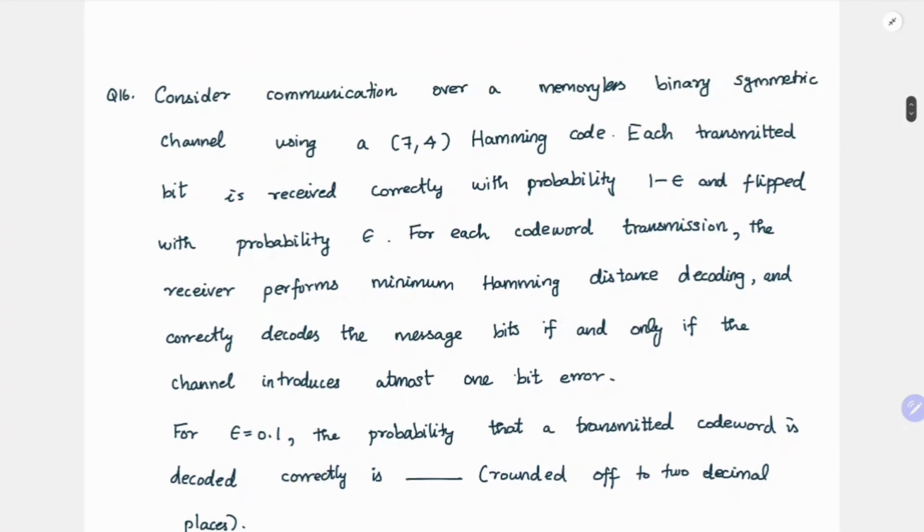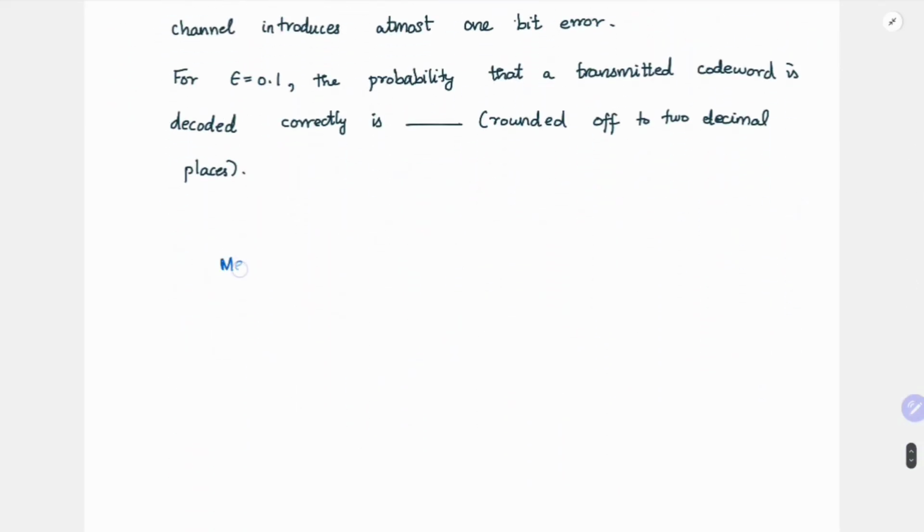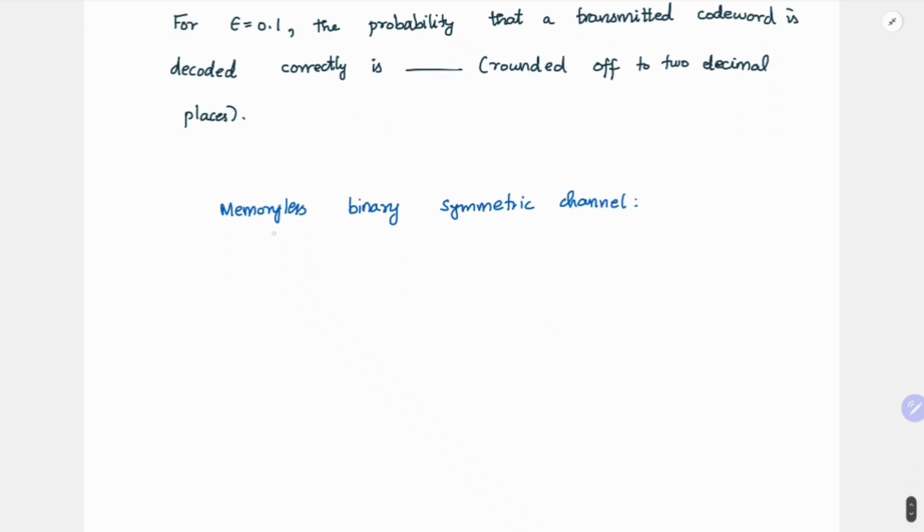So to answer this question, we need to first know what is a memoryless binary symmetric channel, what is a Hamming code, and what is this 7,4. So first let us look at the memoryless binary symmetric channel. Memoryless means each data only depends on that particular data. It does not depend on either the previous data or the next data.